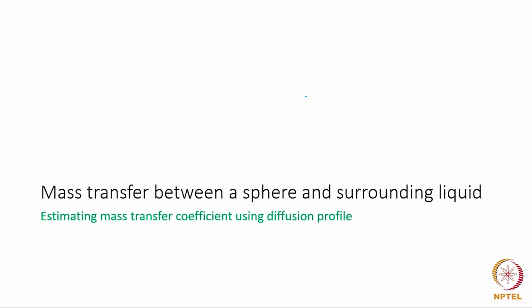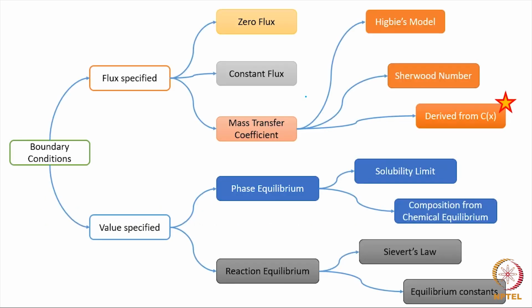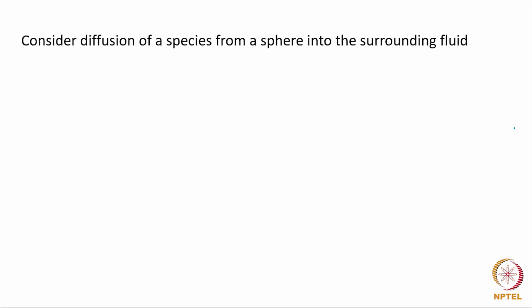Now we look at some of the examples to illustrate how this mass transfer coefficient can be evaluated. So one case study is mass transfer between a sphere and the surrounding liquid. And the way we evaluate the mass transfer coefficient is using the diffusion profile, which means that in the concept map for boundary conditions, we are using the concentration profiles to arrive at the mass transfer coefficient, and therefore the flux, and therefore the boundary condition.